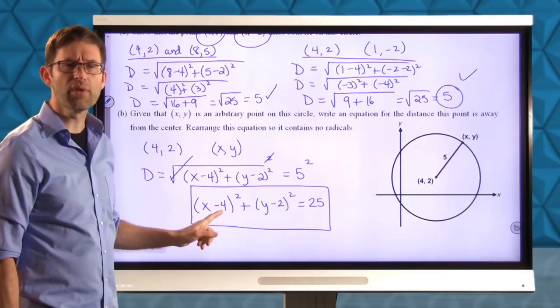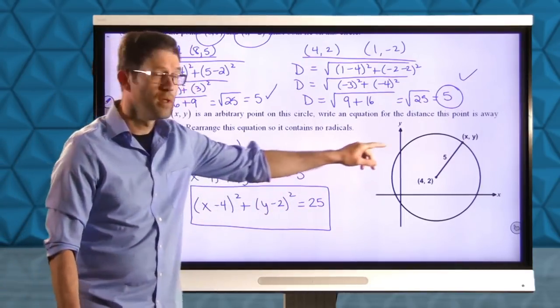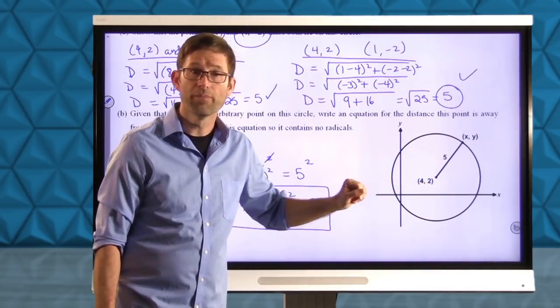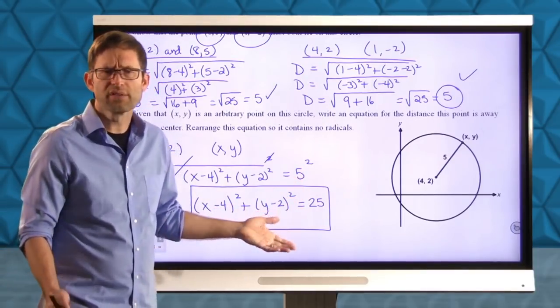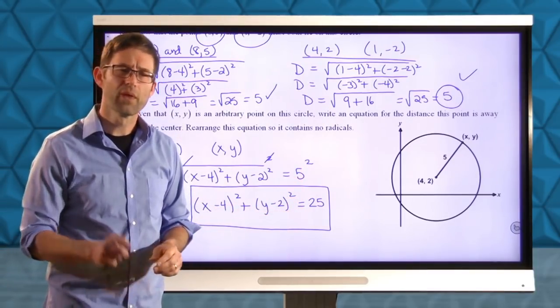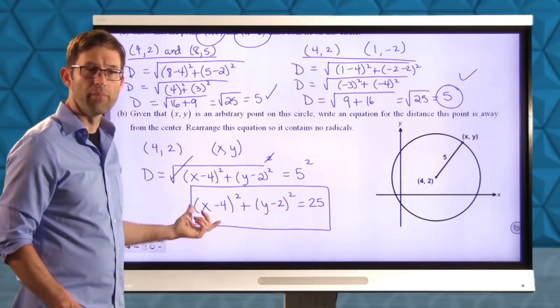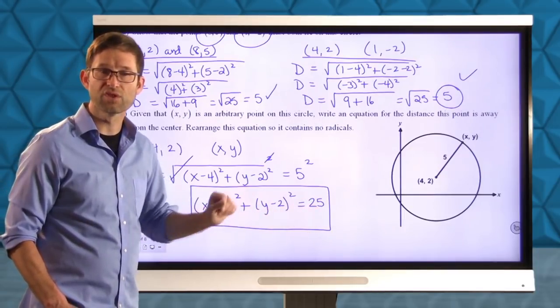This formula is simply the result of the distance formula between an arbitrary point, like (x, y), and the center, (4, 2), and setting that distance equal to 5, and then squaring simply to remove the square roots. Keep in mind, this formula still has the structure of the Pythagorean theorem: something squared plus something squared equals the radius squared.